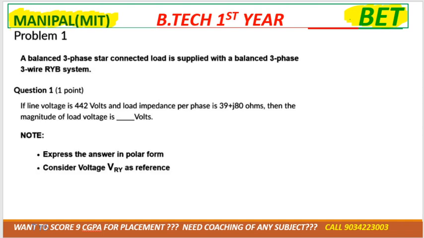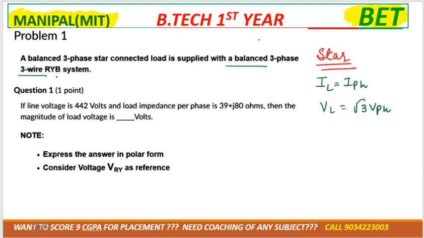Okay, this is your assignment number 7 BT. In this, they said a balanced 3-phase star connected load, which means it's a star connection. As you know, in the case of star connection, line current equals phase current and line voltage equals √3 times the phase voltage, right? It is connected to a balanced 3-phase 3-wire RYB system, and the line voltage VL is how much?